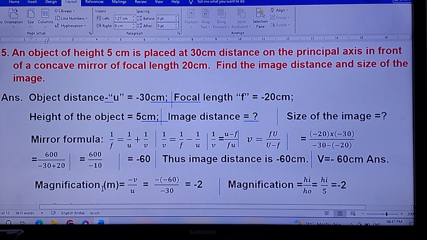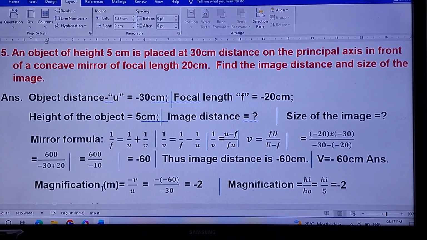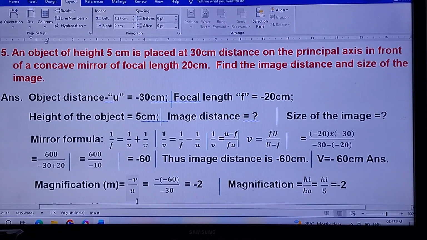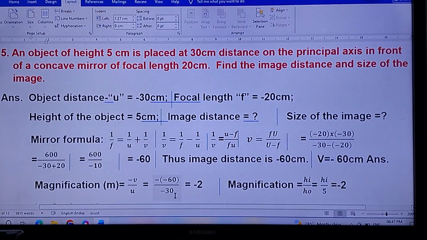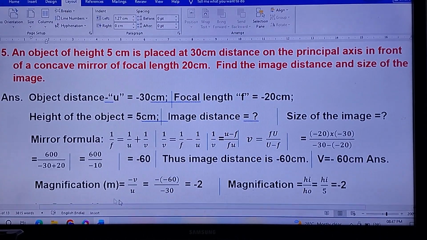Now magnification. We need the size of the image, no? That we can find out by using the magnification formula. What is the magnification formula, children? Minus v by u. Minus of minus 60, v is minus 60, no? So minus of minus 60 by u, which is minus 30. That is plus 60 by minus 30. So 3 twos are 6, so minus 2 you will get. So magnification we have got with the help of v and u values.